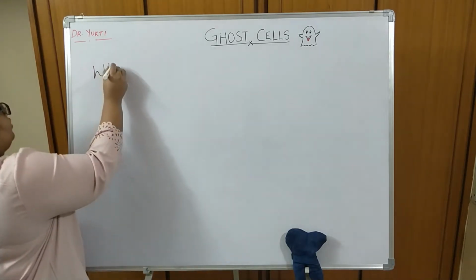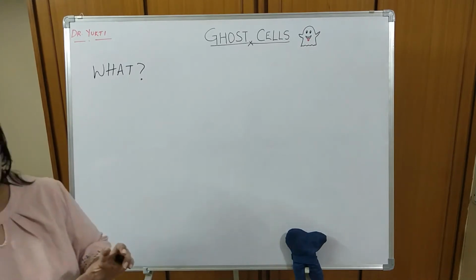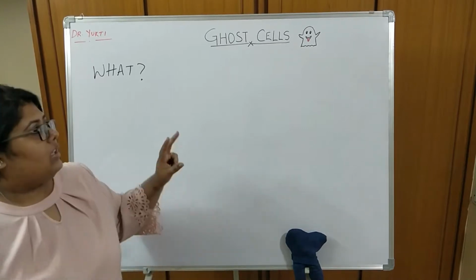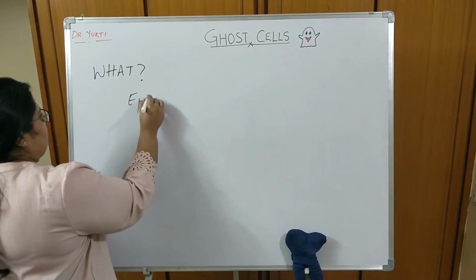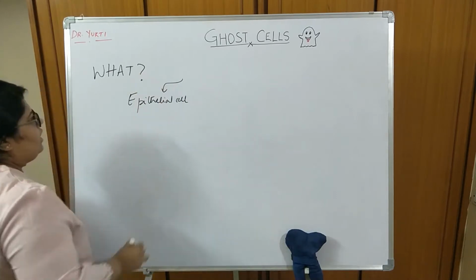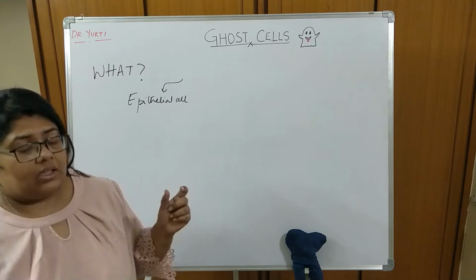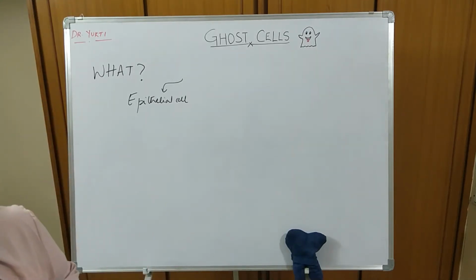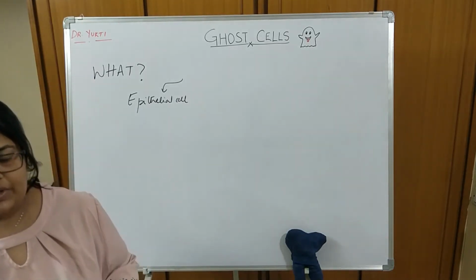So, what are ghost cells? See, any cell in the body can be either an epithelial cell or a connective tissue cell. The ghost cell here is definitely an epithelial cell. However, ultrastructurally, in some studies they have not found intercellular bridges, which are actually the characteristics of epithelial cells. Still, we consider these as epithelial in origin.